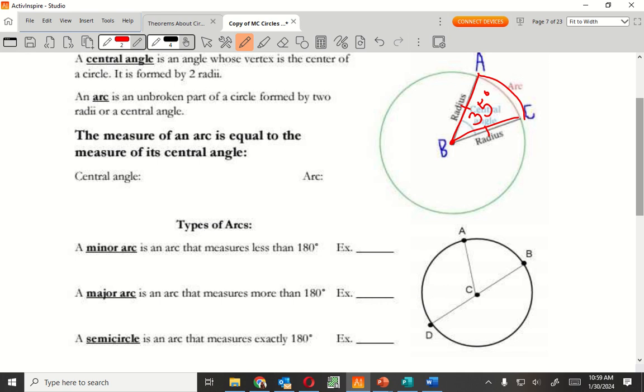Anyway, so if my central angle here is 35 degrees, the arc would be how much? The pizza crust is 35 degrees. So the central angle is equal to the arc, always.